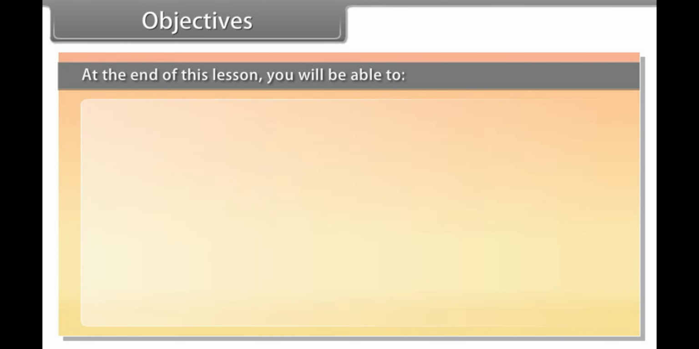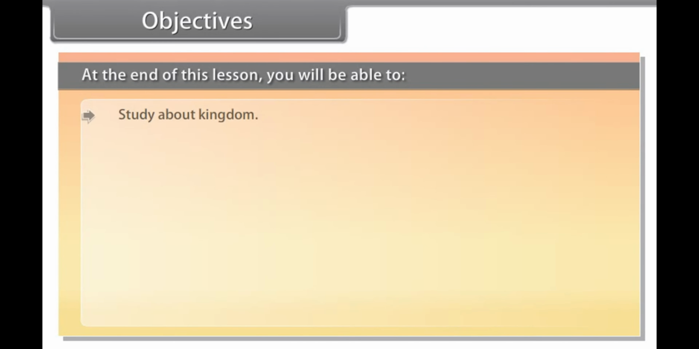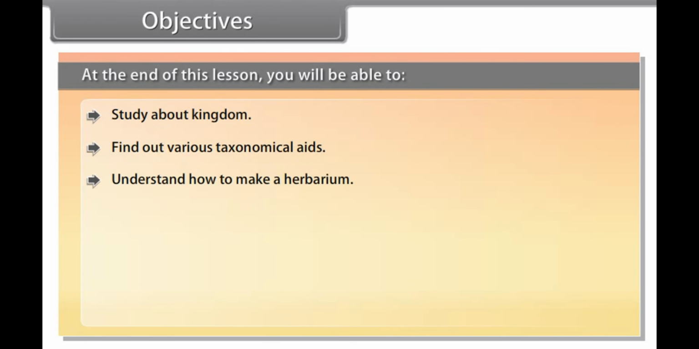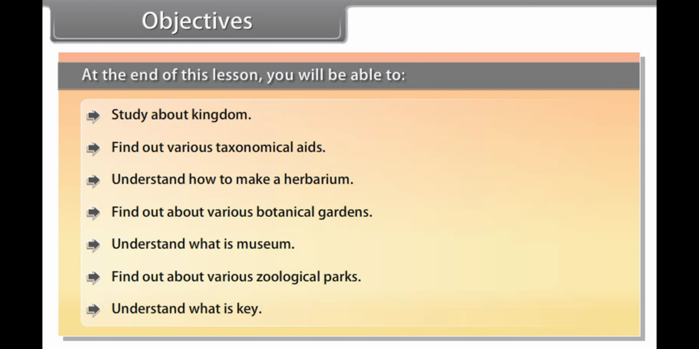Objectives. At the end of this lesson, you'll be able to identify taxonomy categories, understand species, understand genus, find the types of family, understand types of order, understand class, understand phylum, study about kingdom, find out various taxonomical aids, understand how to make a herbarium, find out about various botanical gardens, understand what is museum, find out about various zoological park, and understand what is key.